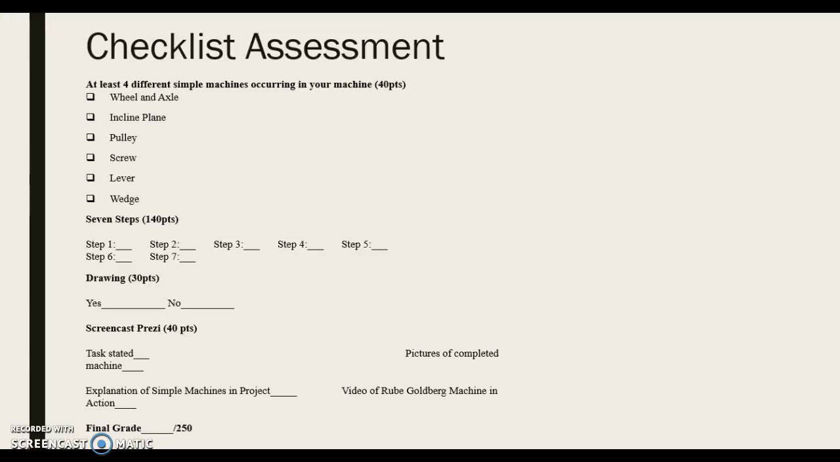Here's the checklist for the Rube Goldberg machine. They must have 4 of the simple machines. They have to have 7 steps. They have to have a drawing. And then their screencast must include what task they were completing, pictures of the completed machine, explanation of the simple machines that they used in the project, and video showing the machine in action. This is an overall grade of 250.